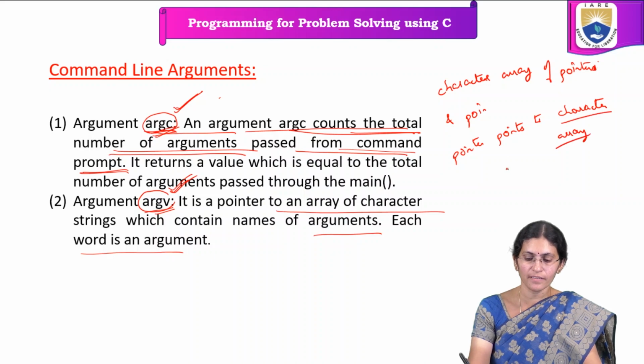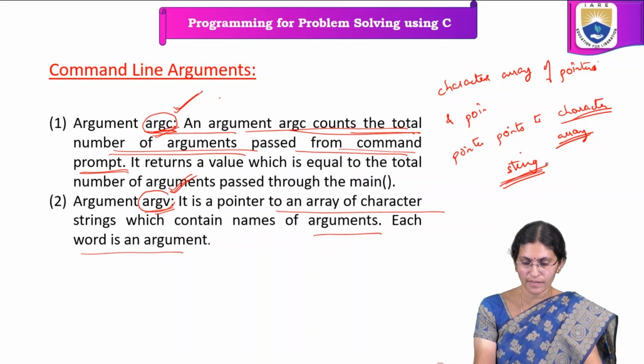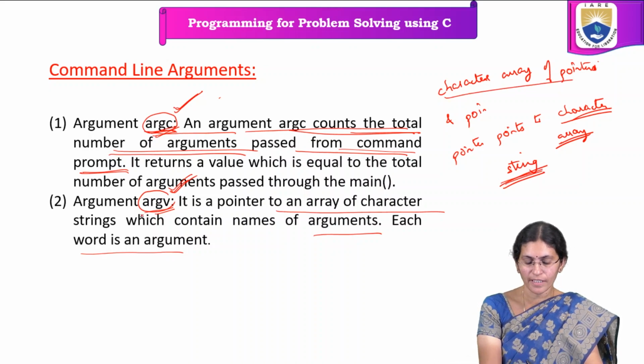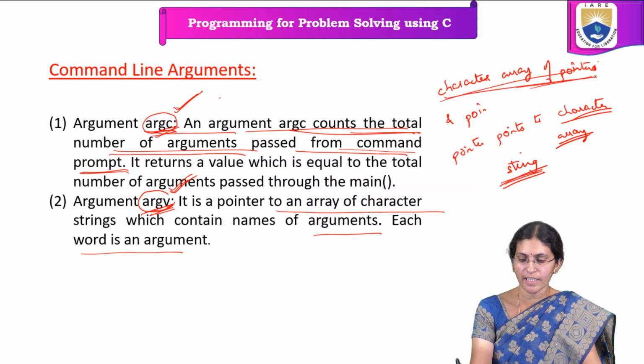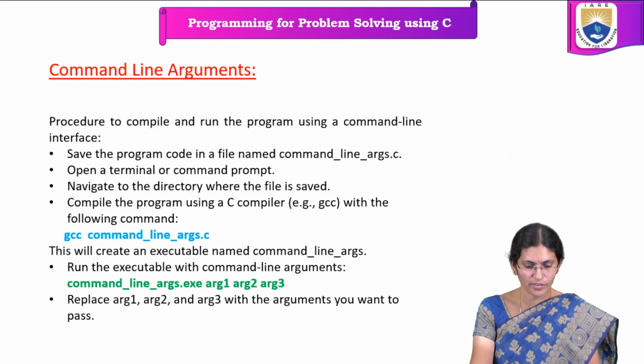So a character array is nothing but, we can say, a string, which is a character array terminated by a null character. Here the second argument is of the type character array of pointers, and each pointer points to a character array, that is, a string. That means a pointer stores the address of the character array or string.